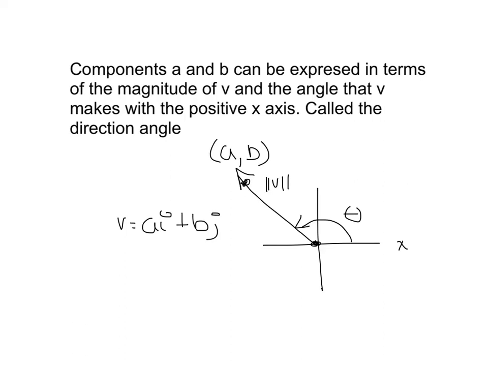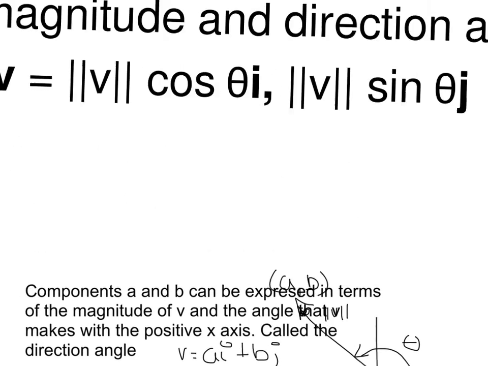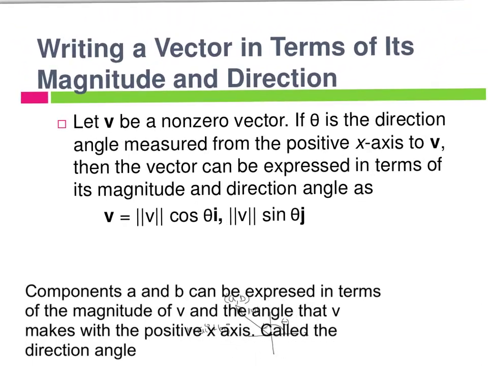So what we're going to do now is express it in terms of its magnitude and direction. Some formulas that we use to do that are as follows. When we're writing a vector in terms of its magnitude and direction, we let the vector be a non-zero vector. If theta is the direction angle measured from the positive x-axis to that vector, then the vector equals the magnitude times cosine theta i plus the magnitude times sine theta j. And this should say plus, by the way.